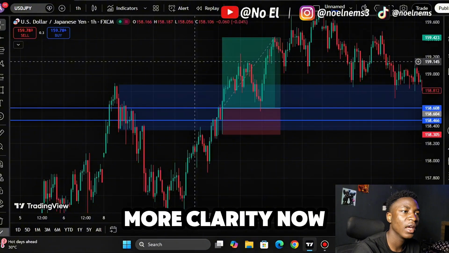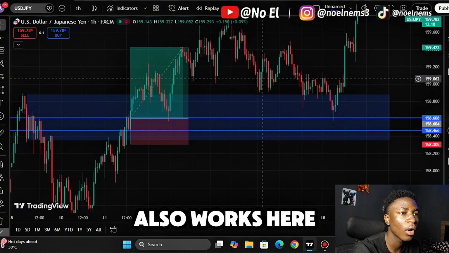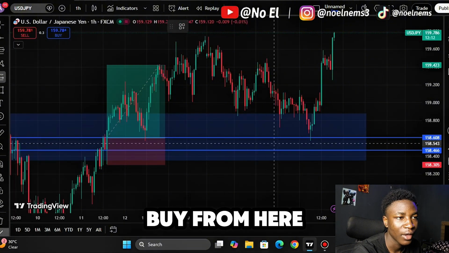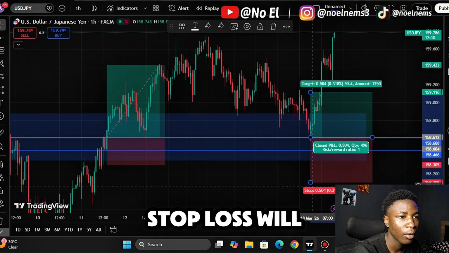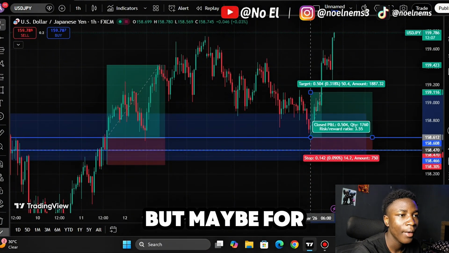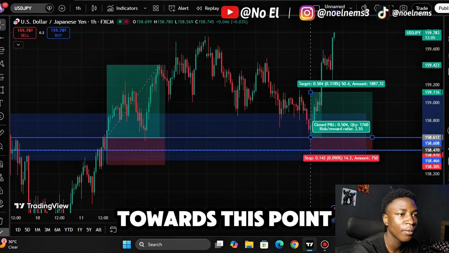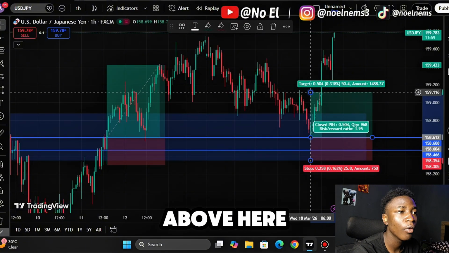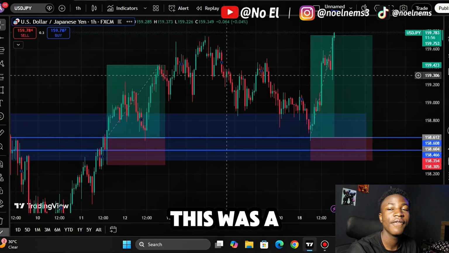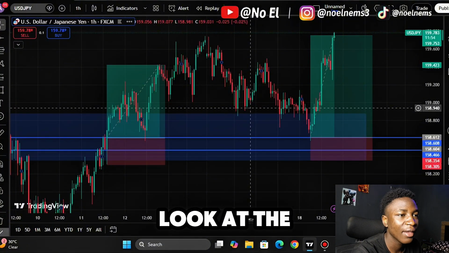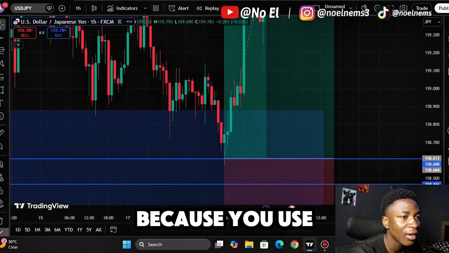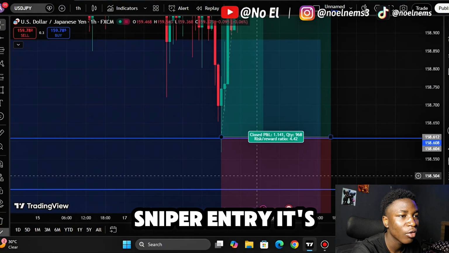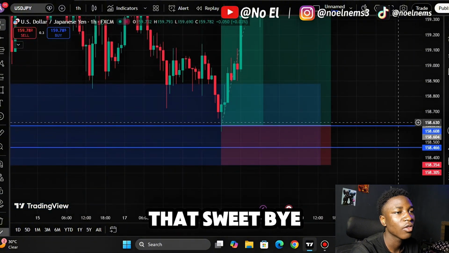And for more clarity, if you go further now, you will see it also works here very well too. And this is something like a buy. You're going to buy from here, right? And then your stop loss will be around this point, but maybe for the sake of safety you bring it towards this point at your lowest point of the zone. Then your take profit will be above here. And as you can see here, this was a very clean buy. Look at the sniper entry. Just because you use Fibonacci to refine your zone, look at the sniper entry. It gave us the sweet sniper entry and that sweet buy.